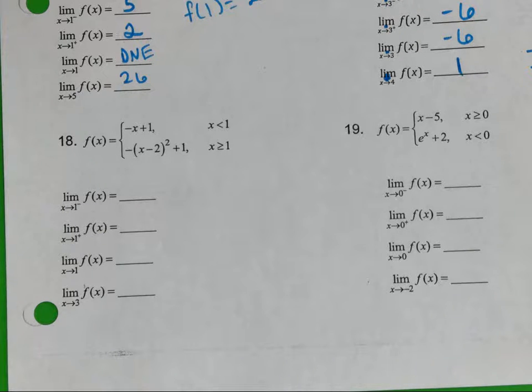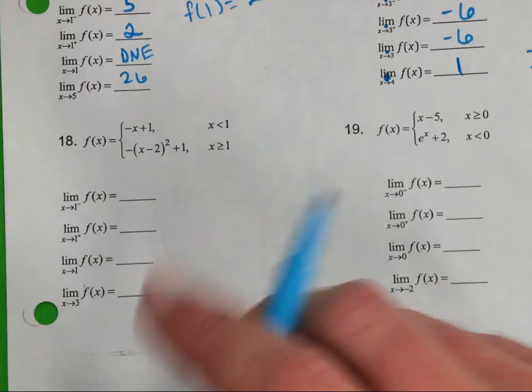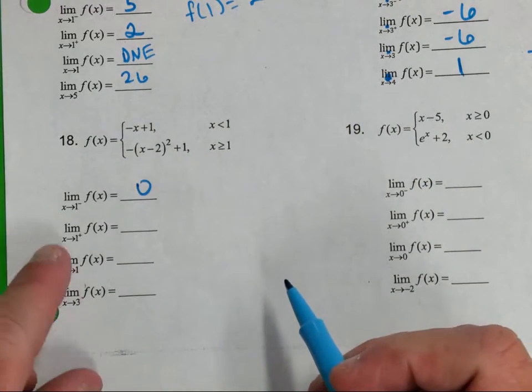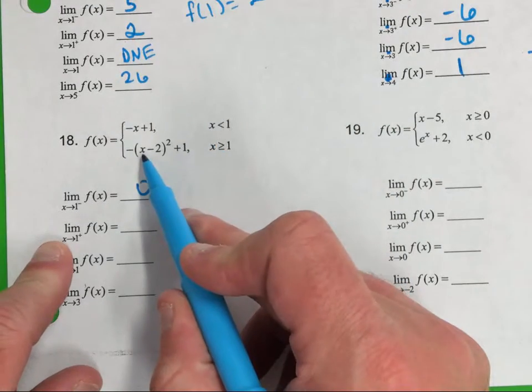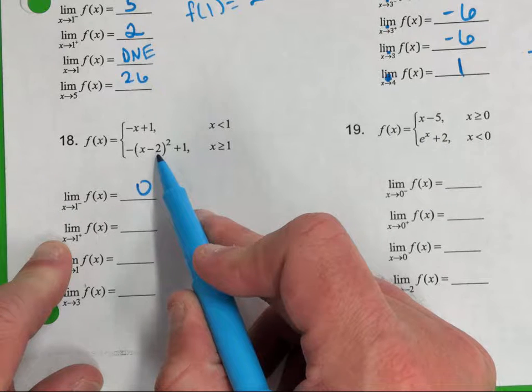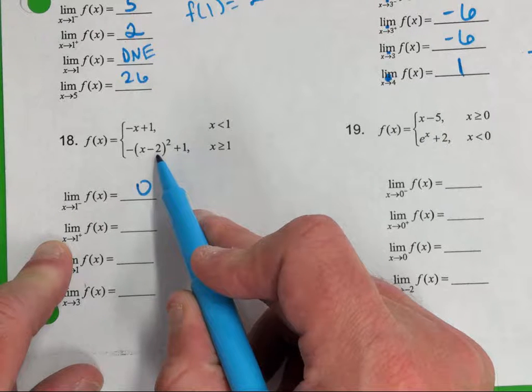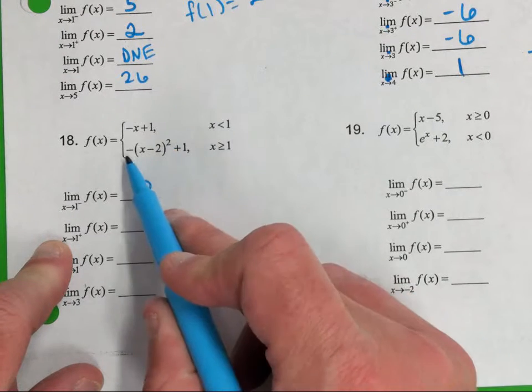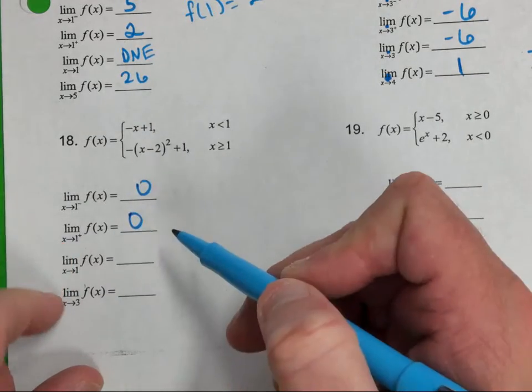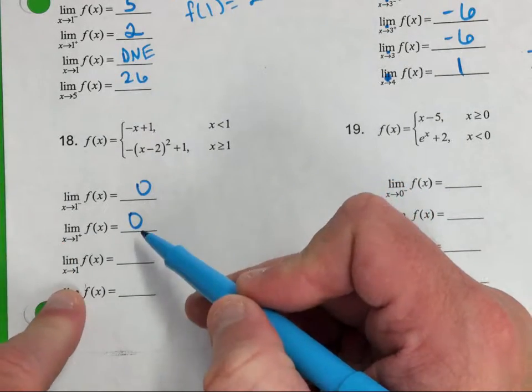I'm going to use direct substitution. Negative 1 plus 1 is 0. Let me do it again. That's 0. Okay, from the right, I'm going to plug it in here. 1 minus 2 is? Negative 1 squared is? Negative 1 plus 1 is? 0. Okay, from the left is 0, from the right is 0.